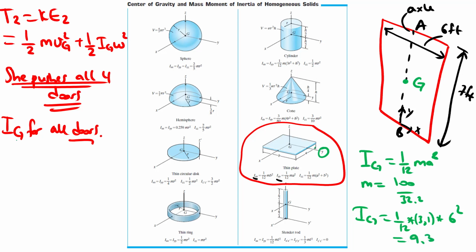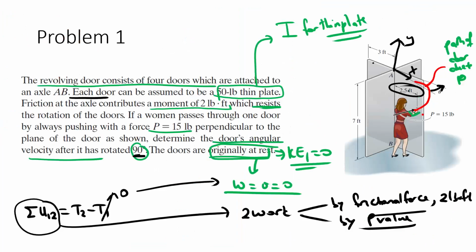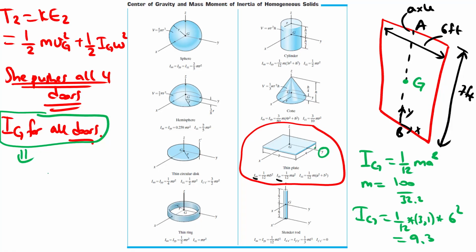Okay, and then Ig for all doors. So 1 is here, which makes 9.3. We have one more, which is 18.6. That will be 2 times 9.3, 18.6. So this Ig value makes 18.6.